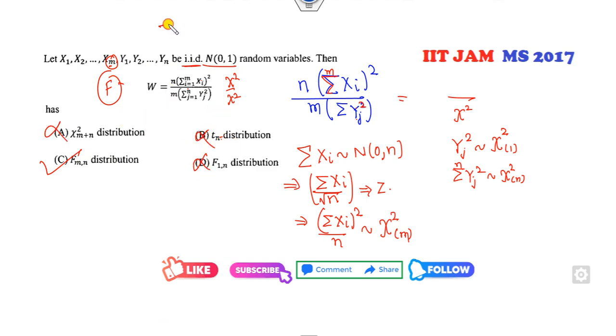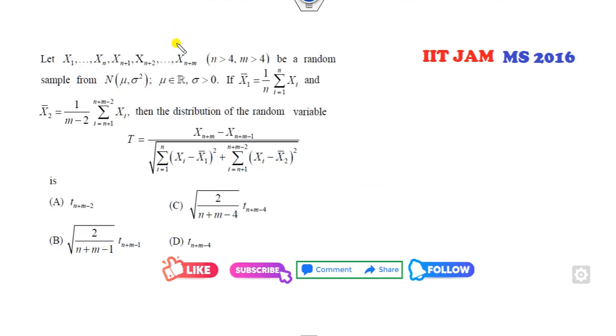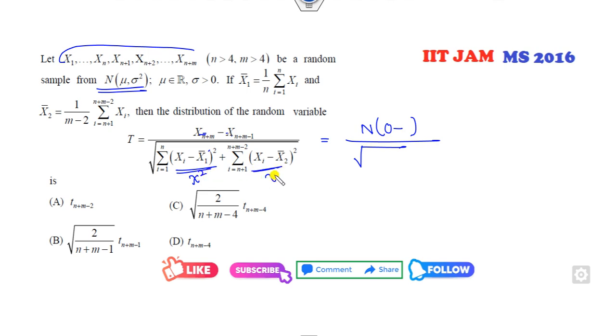T distribution only when the numerator is a z and the denominator is the square root of the chi-square. Okay, look at this one. Now you can see the denominator is a root of this, and the numerator is only a single one. If xi follows the normal distribution, the difference of them will also follow the normal distribution. This one is a square, it follows the chi-square distribution. It also follows the chi-square distribution. So normal over root chi-square will follow the t distribution. So all are t distributions.